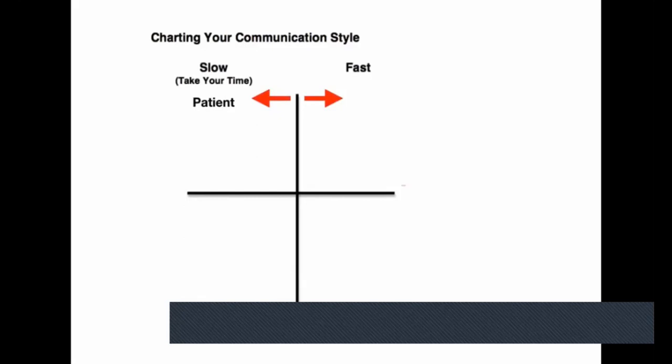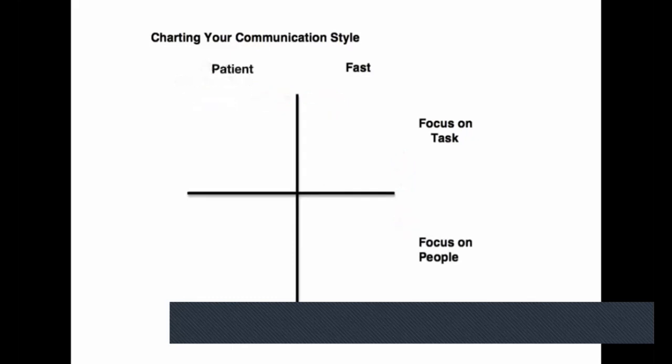On the horizontal line, anybody above the horizontal line means you focus on the task. You want to get this job done. Regardless of other factors, the key goal is getting the task done. And below that line, you focus on the people that are involved. Here we would say you're a people person. And here, sometimes you're willing to sacrifice a little bit of the task in order to make sure that the people are satisfied and are taken care of. So these are our 4 areas, the 4 areas that we can then focus on to find out what sort of communication style that we have.